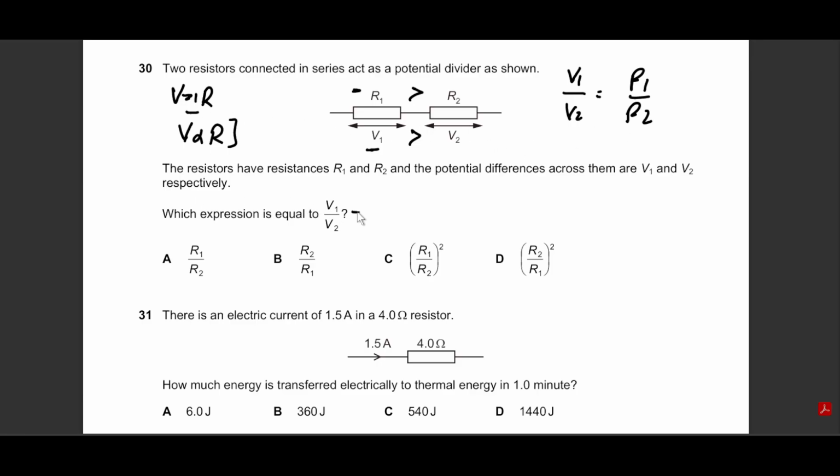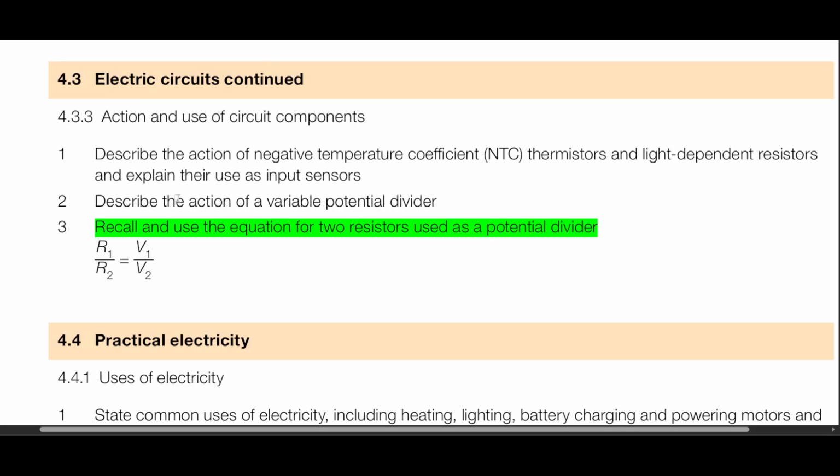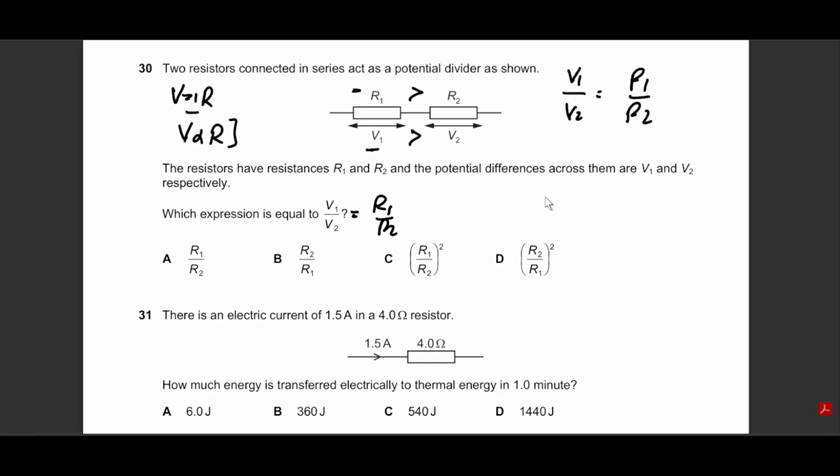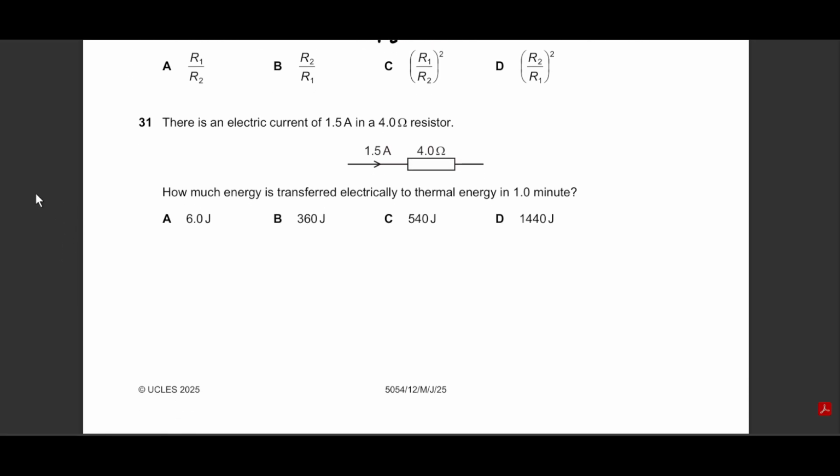So if the expression is V1 over V2, the other side should be R1 over R2, and I will show this in your syllabus. Notice that it's over here. It's mentioned in 4.3.3 over here. And generally, this is referred to as a potential divider circuit, in which voltage or potential divides based on their own resistances. It's a series circuit, effectively.